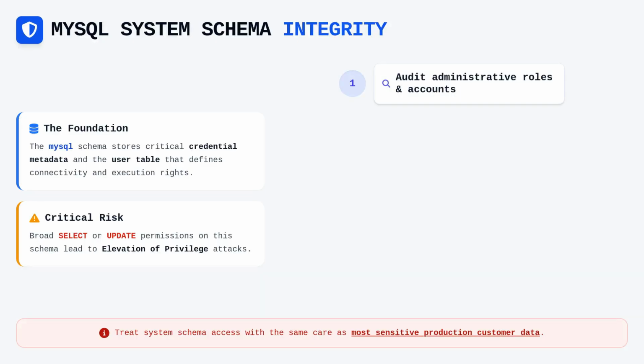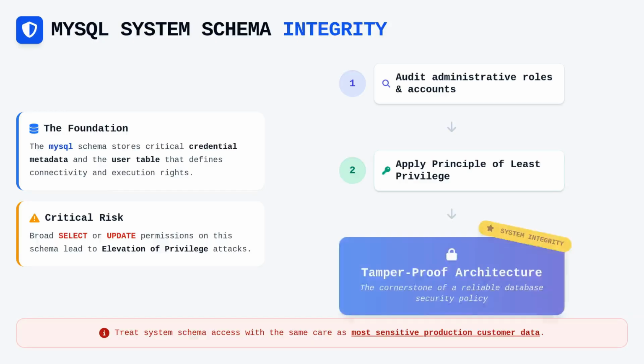Always audit the accounts that possess administrative roles and ensure that the principle of least privilege is applied to system objects. By safeguarding the mysql.user table and its related structures, you ensure that the authentication architecture itself remains tamper-proof, which is the cornerstone of any reliable database security policy.